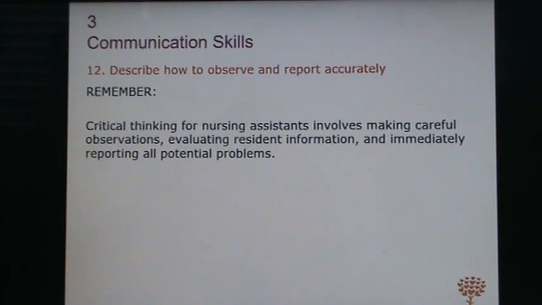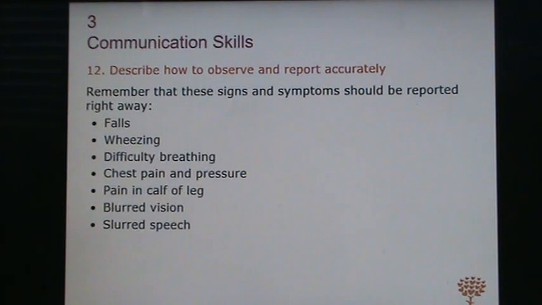Again, you have to use critical thinking, which involves making careful observations. Let's say you're giving them care, and you feel their body is warmer than normal. What will you do next? Go look for the thermometer and check their temperature to see if they have a fever. So you can report it and they can get care.